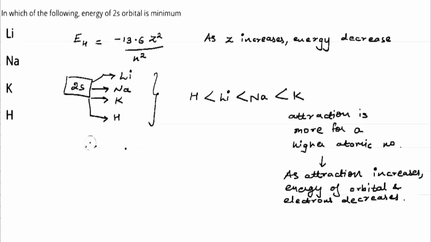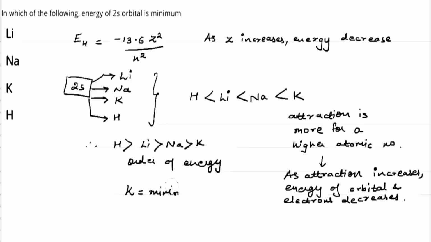In short, the energy would be in this manner. This is the order of energy of the same orbital. In short, potassium will be having the minimum energy since it has the higher atomic number, and the attraction is also more. That is the reason option number 3, that is potassium, will be the correct answer. I hope you understood the explanation. Thank you.